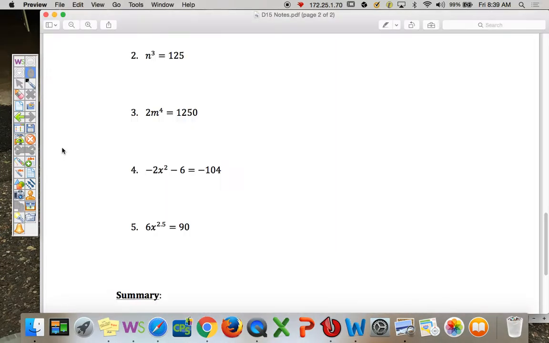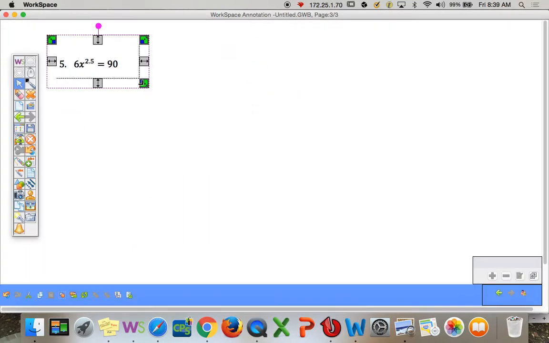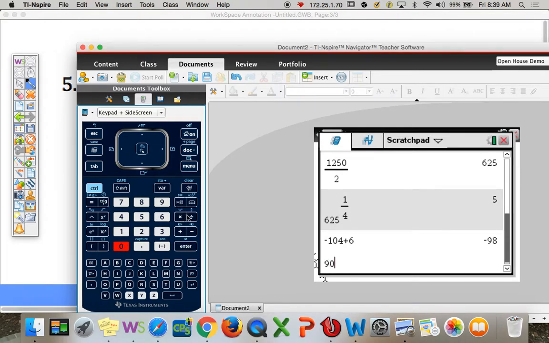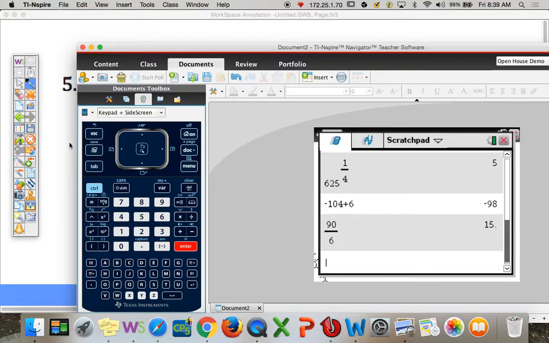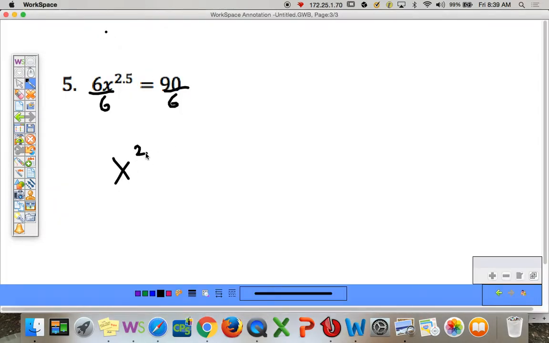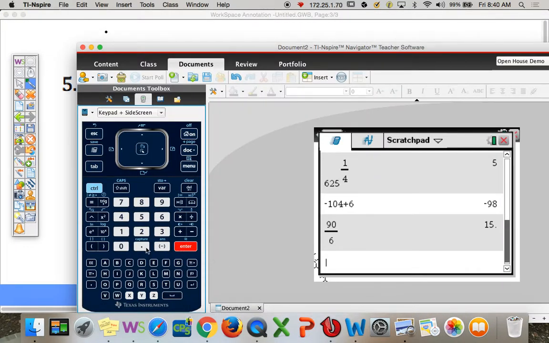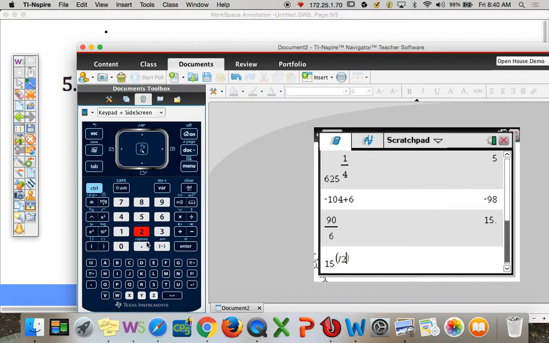All right, last one. Whoops, for number 5. We have to get rid of the 6 first, so let's take our 90. Let's divide by 6. Okay, so let's take a look at that. 90 divided by 6, we get 15. All right, so x to the 2.5 power equals 15. And then to get rid of the 2.5, we take it to the power of the reciprocal. So we have 15 to the power of 1 over 2.5.